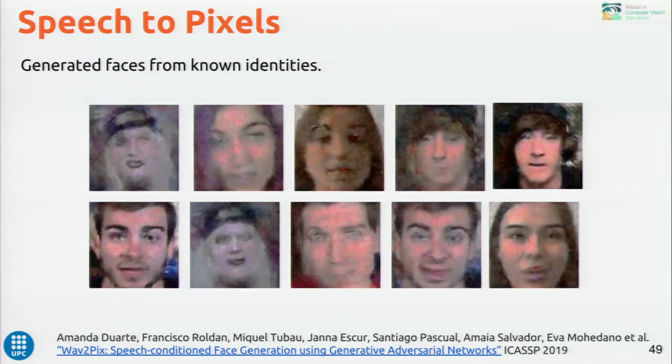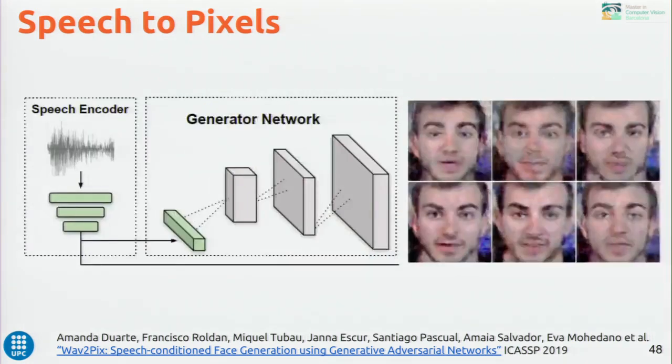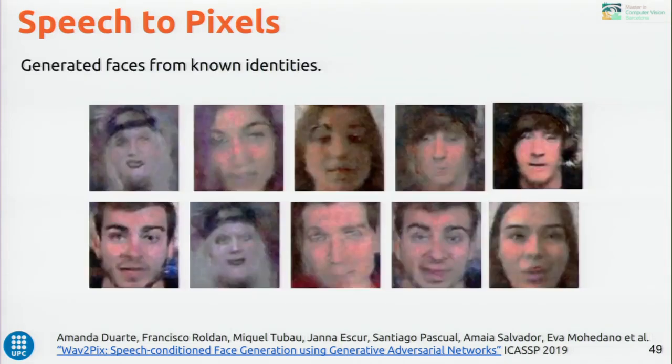Actually, we can generate faces from different YouTubers. The quality is not super good, but okay. Scientifically, I think it's interesting because we go from raw speech, so no frequency spectrum, totally raw speech. We created a dataset from 10 YouTubers, and normally most of the faces look realistic. Sometimes it gets confused with the identity, but the dataset is also a bit noisy.